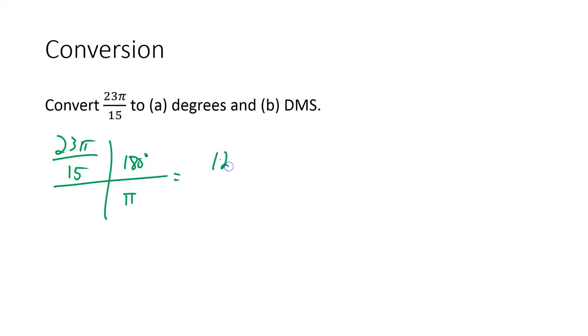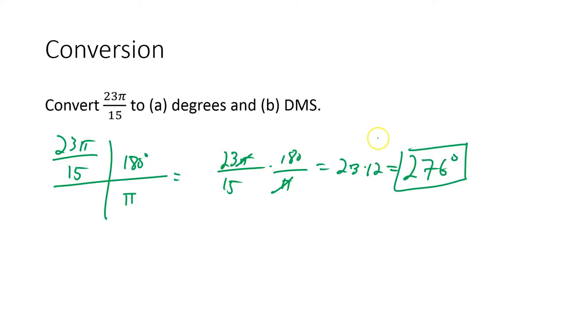I'm going to rewrite that as 23 pi over 15 times 180 over pi. The pi's cancel. 180 divided by 15, you might have to do it in pieces, but if I divide them both by, let's say, 3, that'd be 60 over 5, which I believe is 12. So this is 23 times 12. You can grab a calculator at any point here. So 180 divided by 15, double check that that's 12, and it is, and multiply by 23, I get 276 degrees.